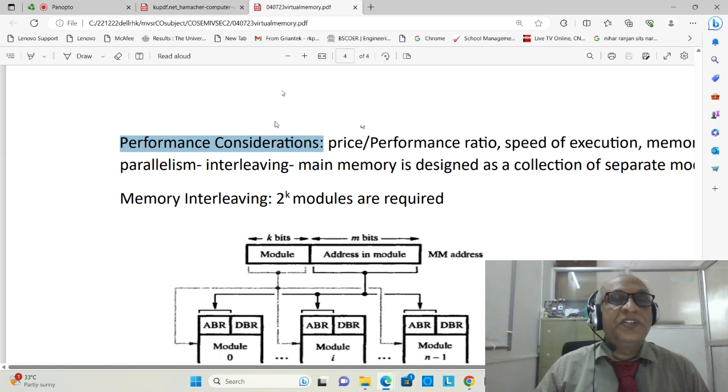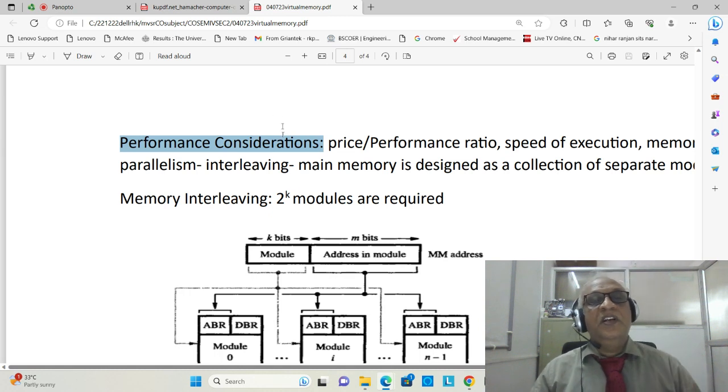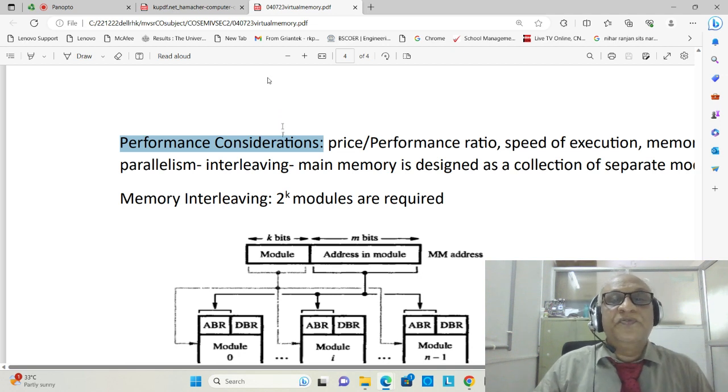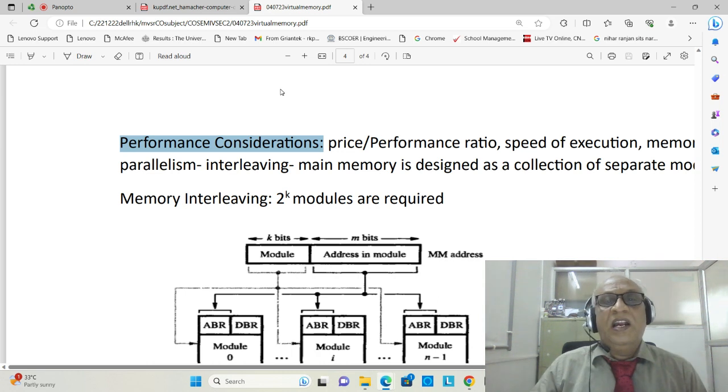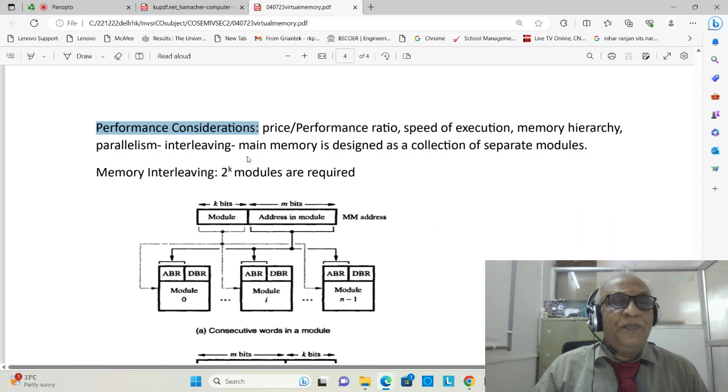So performance considerations means better performance and better performance with a lower cost, and better performance is dependent on what? Faster access of the data and the instructions, and speedier execution of the programs by the CPU. That's how performance improvement happens.